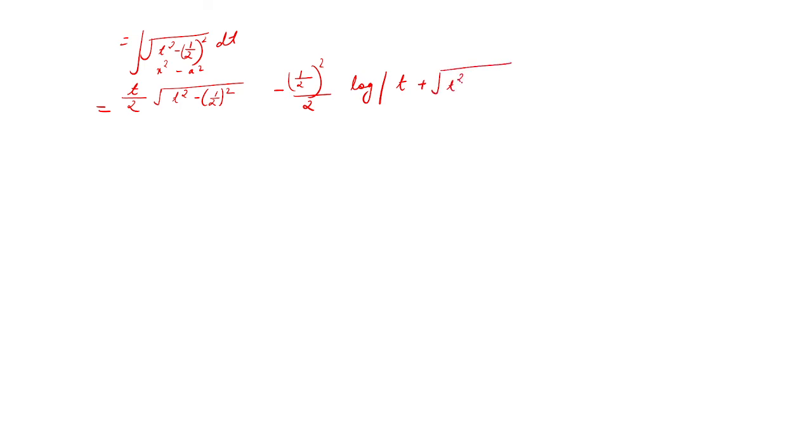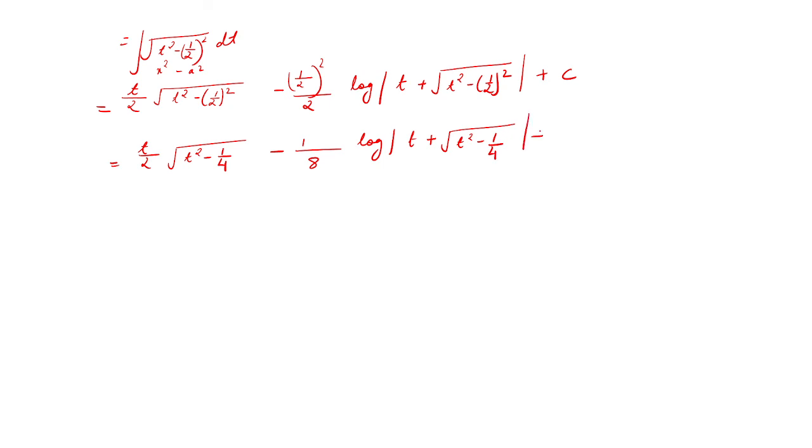It's going to be (t squared minus 1 by 2) the whole thing square plus c. Alright, so you get this as t by 2 times root of t squared minus 1 by 4. You can write this as, you'll get it as 1 by 4, it will go to the denominator, so 1 by 8 log of t plus root over t squared minus 1 by 4 plus c.